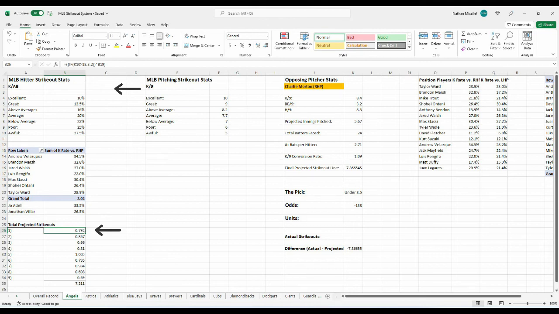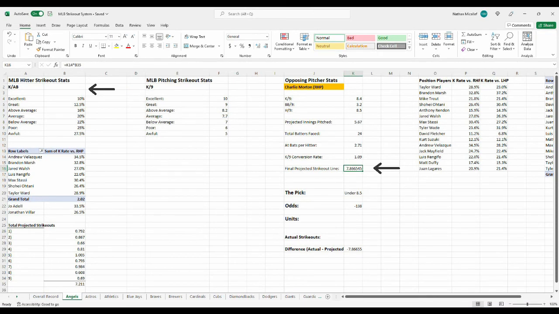Now, again, I get you can't have a fractional value for strikeouts. You either strike out or you don't. But the sum of these strikeout numbers will give you an overall projected strikeout line that will help you determine whether you want to take the over or the under for that specific prop.